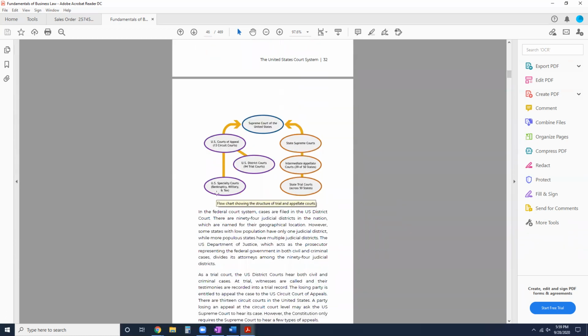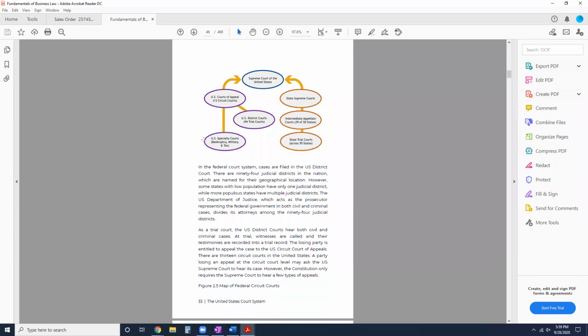So there's a nice map of how these courts may work. At the federal level, you have U.S. district courts, which are the trial courts. There are 94 of them. There are appeals from there to the U.S. Circuit Courts of Appeal, which are the first appellate court that you have in the United States. And those are the 13 circuit courts that we have.